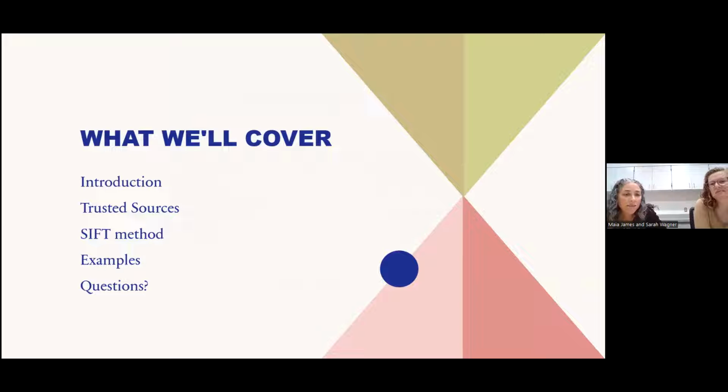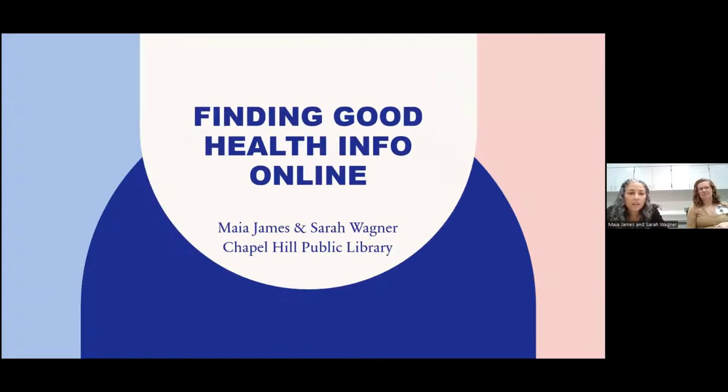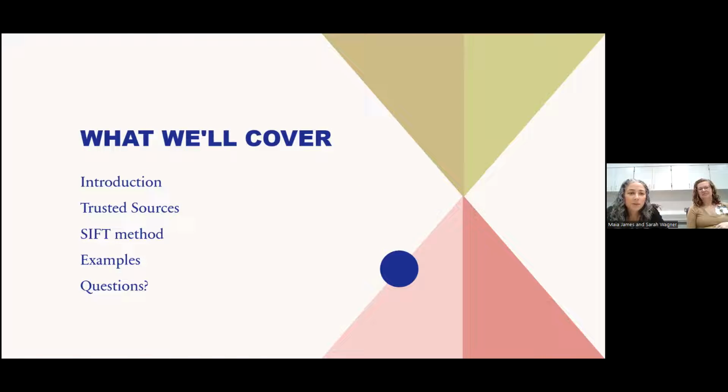And then Maya's gonna talk about the SIFT method, which is a great method for if you're not sure whether you should trust a source or not. If you're going to something on your own, it's a great way of kind of evaluating what you're looking at. We'll go through some examples, and then we're gonna have plenty of time for questions. So if you think of a question and you want to not forget it, go ahead and enter it into the chat box, and then we can come back to it later and see what you've got.